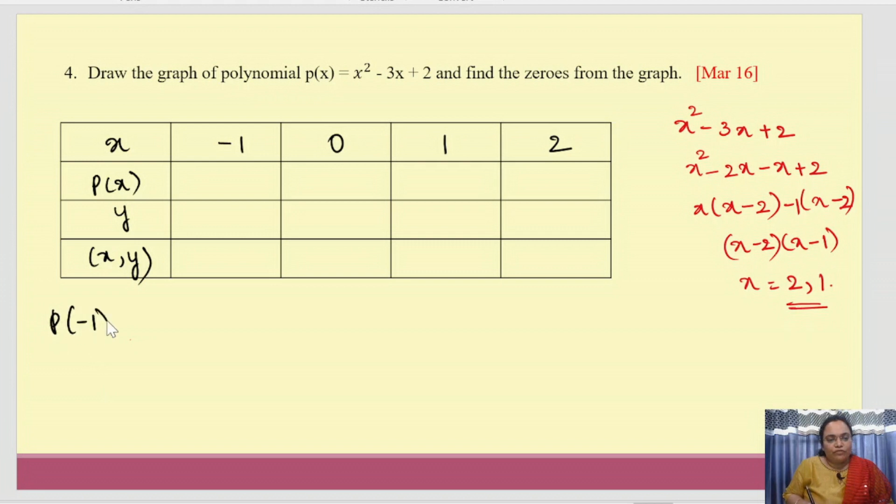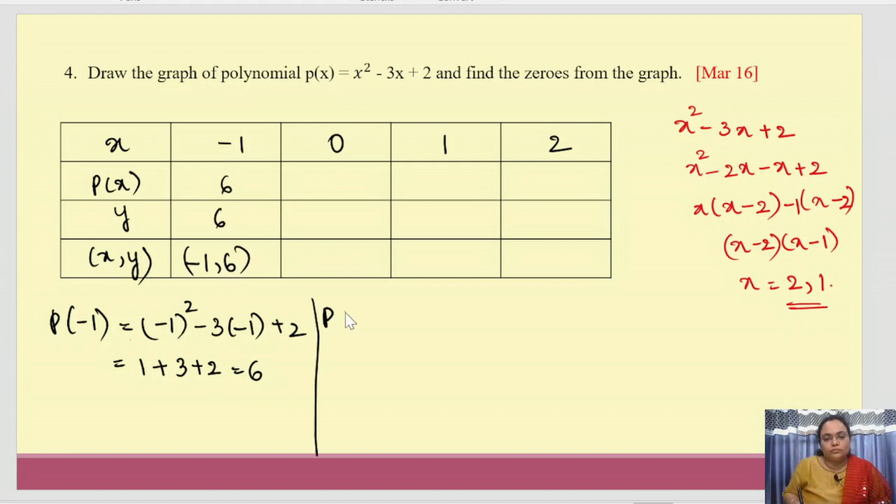So you will get P of minus 1 is equal to minus 1 square minus 3 of minus 1 plus 2. So you will get 1, minus 1 square is 1, plus 3 plus 2, which is 6. The coordinates are minus 1 comma 6. If you substitute 0 in P of x, you will get 0 minus 0 plus 2. You will get 2. So the coordinates are 0 and 2.